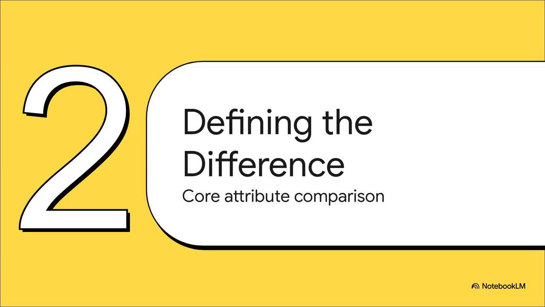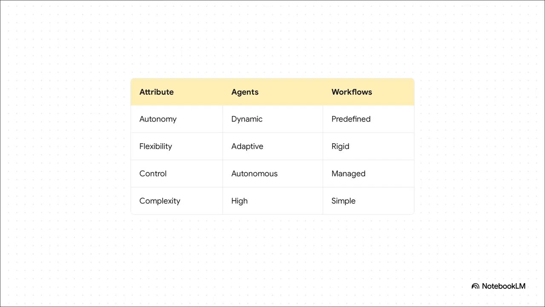All right, so now we have our two definitions. Let's put them side by side and really nail down these differences. Okay, check this out. This table really lays out the trade-offs perfectly. With agents, you get a ton of autonomy and flexibility. They can basically think for themselves. But, and it's a big but, that means they're way more complex and honestly harder to control. Then you look at workflows. It's the reverse. You get total control, they're simpler, but they're rigid. No creativity, no improvisation. It's a classic trade-off.